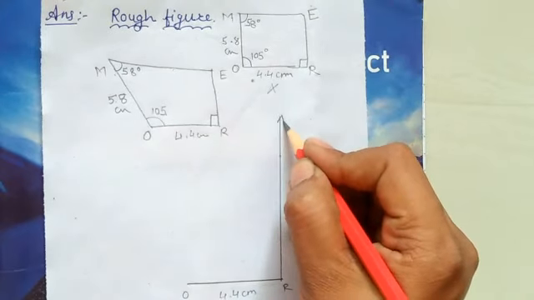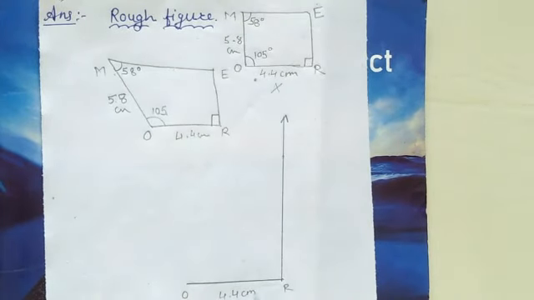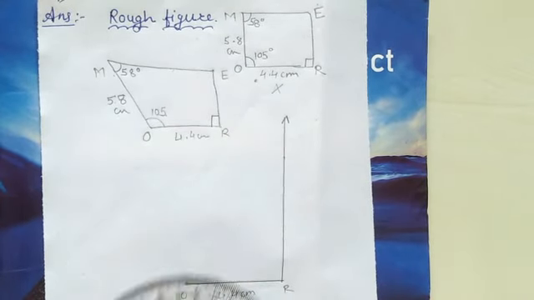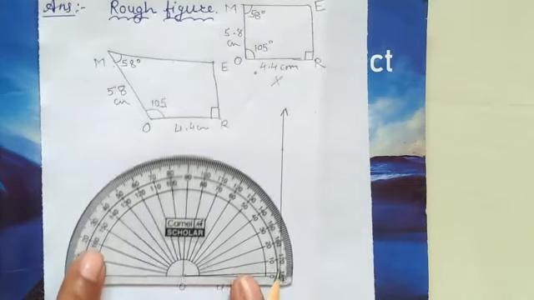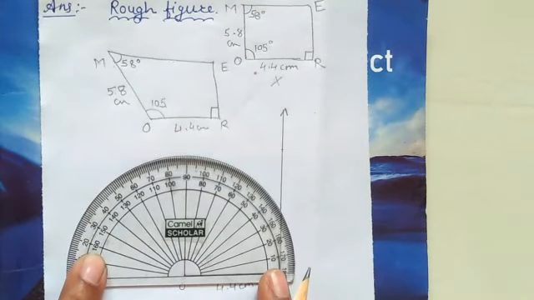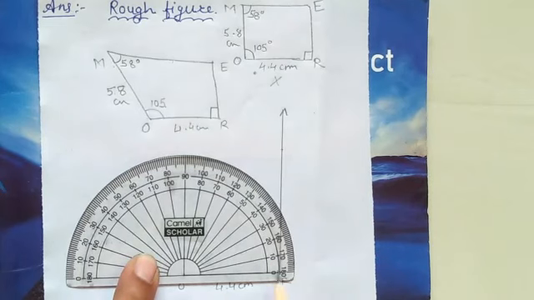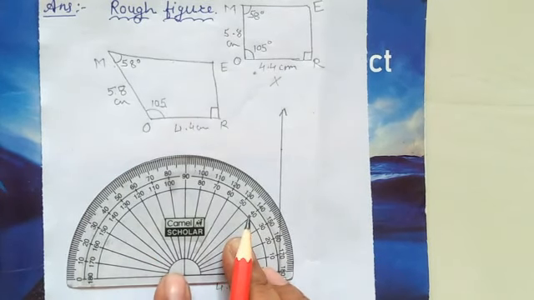Put the arrow. Now the measurement of angle O is 105. So put the center of the protractor over the point O and the baseline of the protractor towards the line OR. Now we will start measuring.